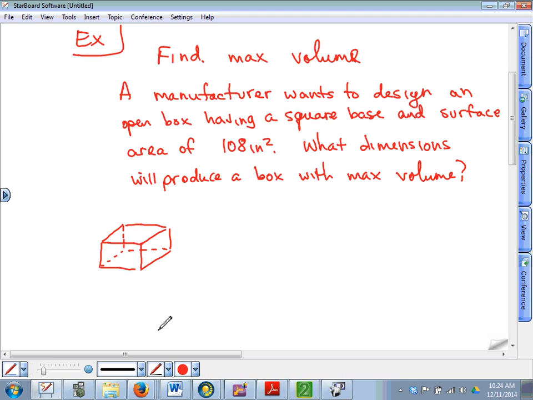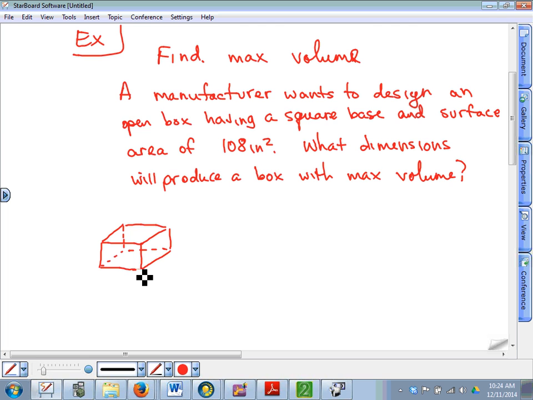There we go. So there is a box. The top's open, so it has no top. You can place things in it. So when it says the surface area is 108 inches square, is that just the outside of the 5 sides? Yeah. Does it include the top that's not there? Does it include the inside?